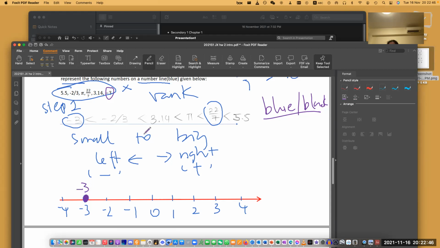What's the next smallest number? Negative 2/3. So where is negative 2/3? Somewhere here, right? It's in between -1 and 0. So it's negative 2/3. And then the next is 3/14. Where is 3/14? Somewhere here. You marked it, so you can actually use an arrow for 3/14 to help you a bit, because these three numbers are very close to each other. For pi, it is 3.1415, so it's just right next to it.